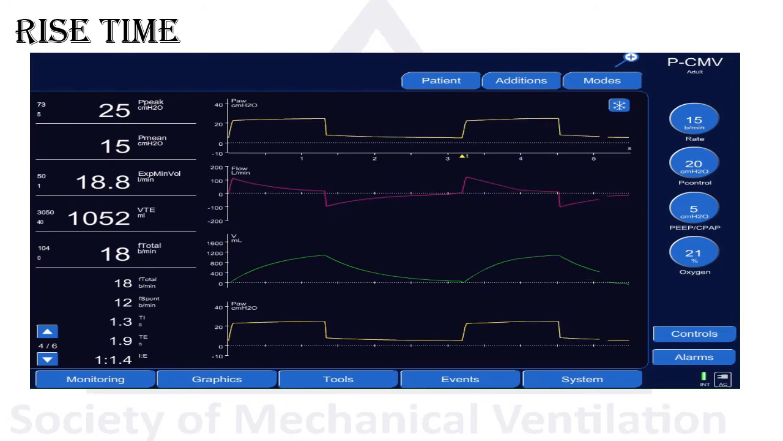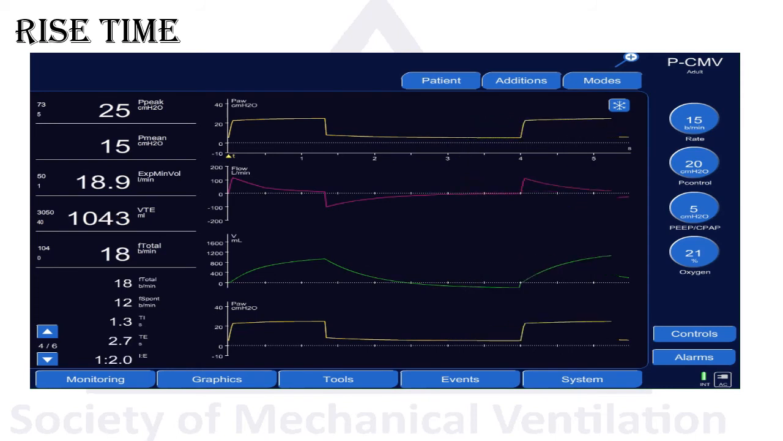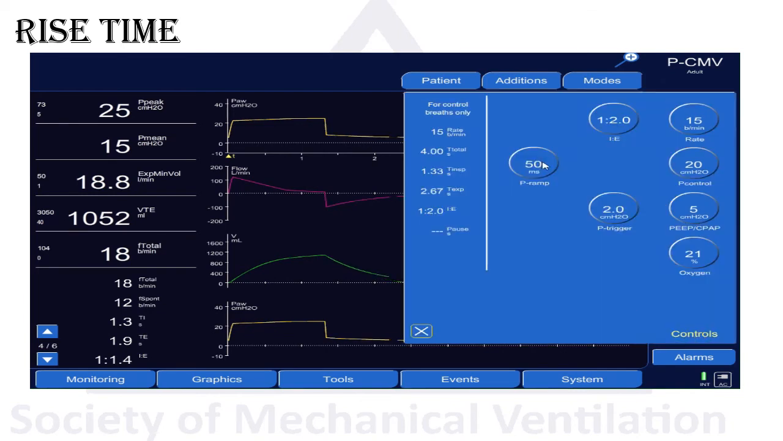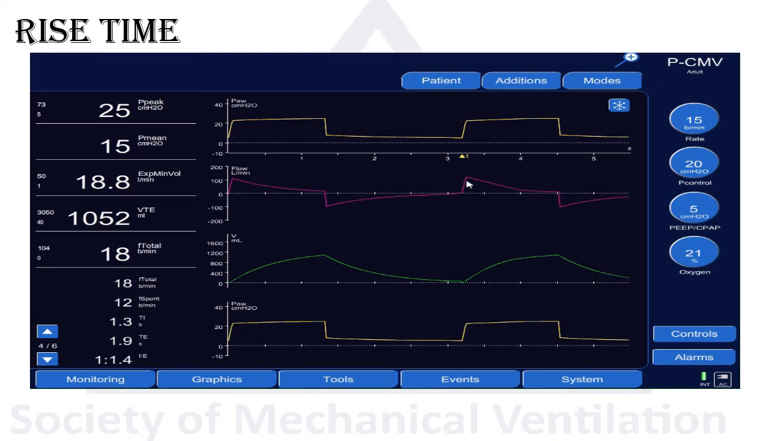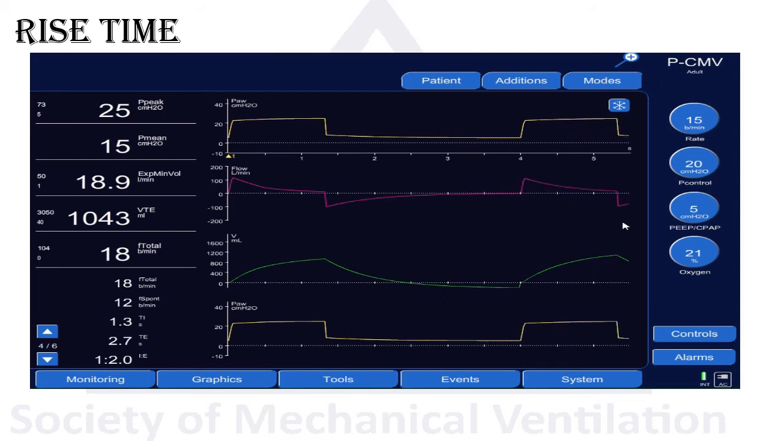Here in this slide we'll talk about the effect of the rise time, or the pressure ramp, on the inspiratory flow and the inspiratory pressure. This is the pressure ramp, and it means how fast the breath or the flow is being given. As you can see here, it goes immediately, very fast, so that's why the airway pressure looks rectangular, almost like 90 degrees.